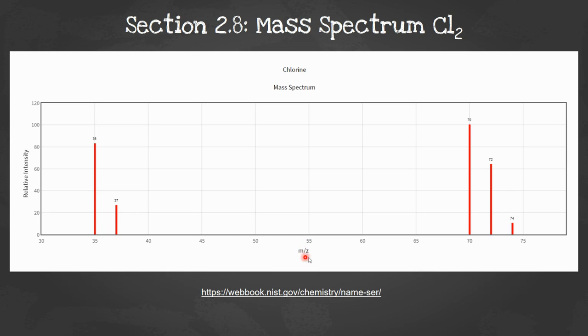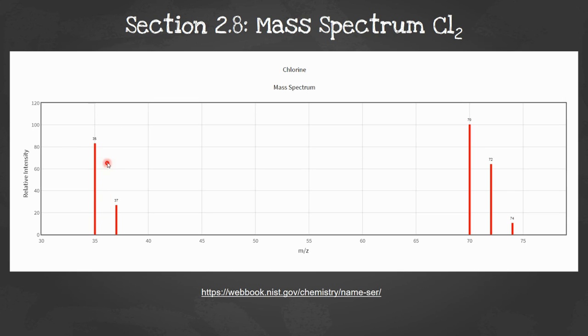This is the mass to charge ratio. Okay, so the charge is usually +1, so it's basically just the mass. And this is the relative intensity on the y-axis. So there's two isotopes of chlorine. There's 35 and 37. Which has the greater abundance? 35, because it's a higher intensity. Okay, and then we look over here.